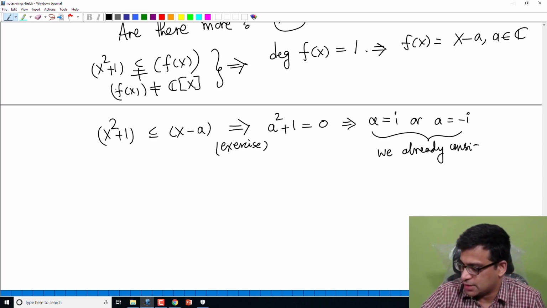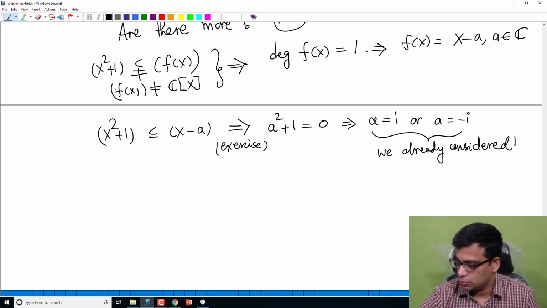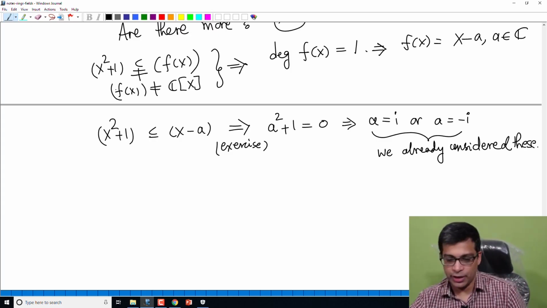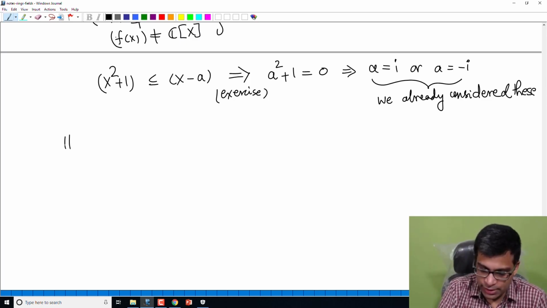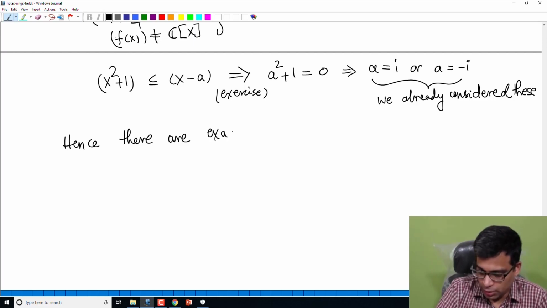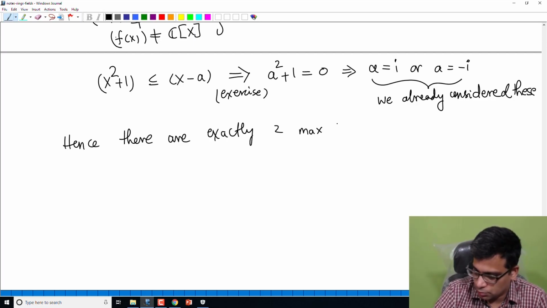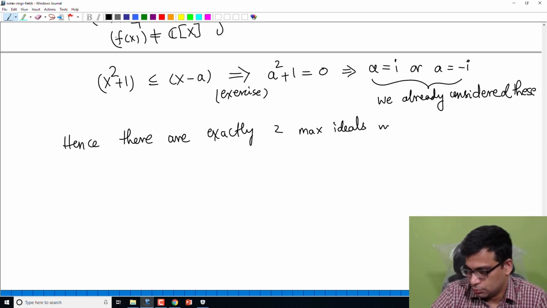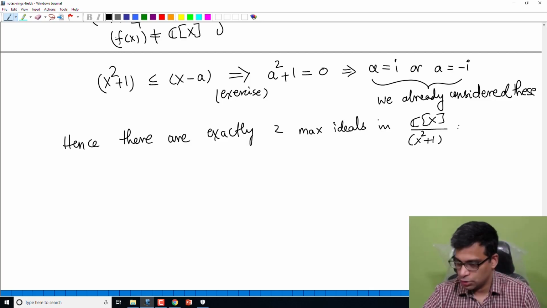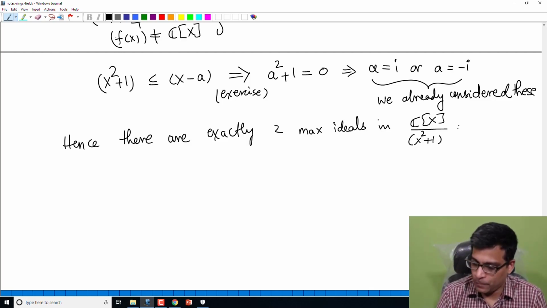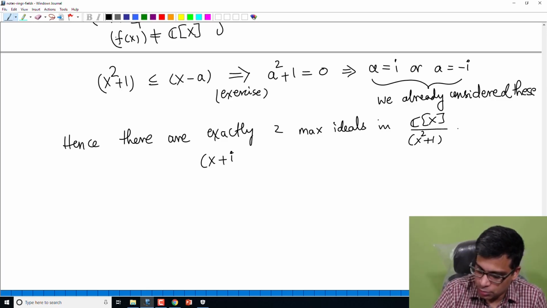So in fact there are exactly two maximal ideals in C[x] mod x squared plus 1. Hence there are exactly two maximal ideals in C[x] mod x squared plus 1, and they are x plus i and x minus i.